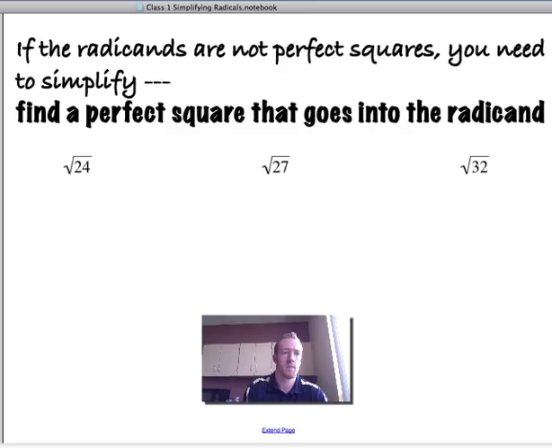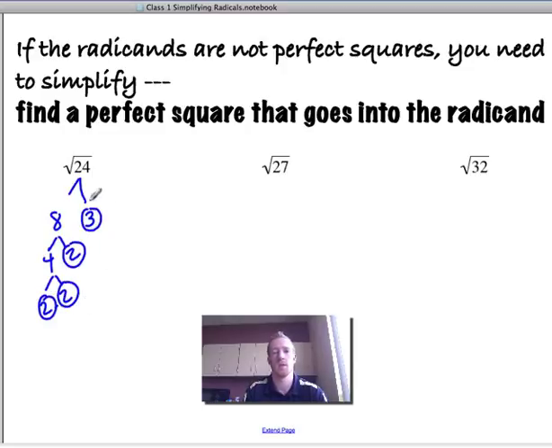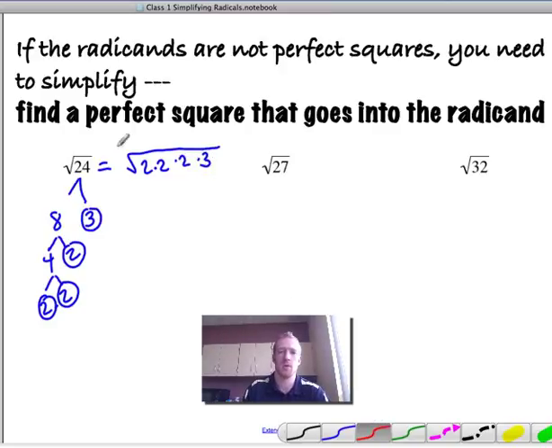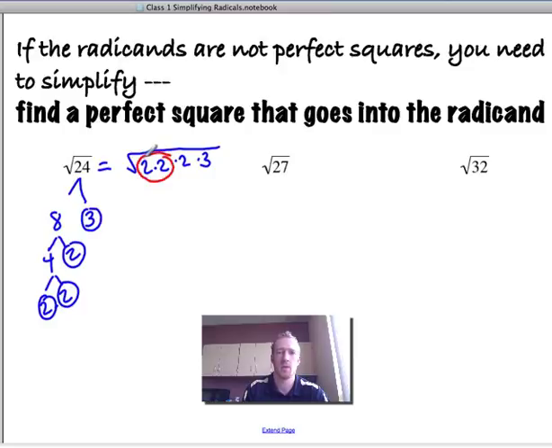So that gives us 24. 24 is 8 times 3. 8 is 4 times 2, and 4 is 2 times 2. So here, and actually circle them, it helps because sometimes these factor trees can get big. So this is the same thing as the square root of 2 times 2 times 2 times 3. Because we're doing square roots, every time you have a pair of numbers, you circle them and you take 1 out.